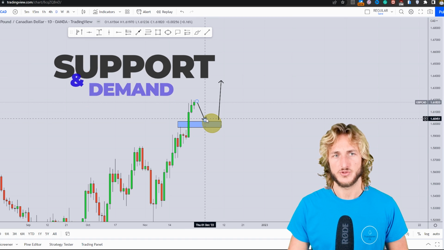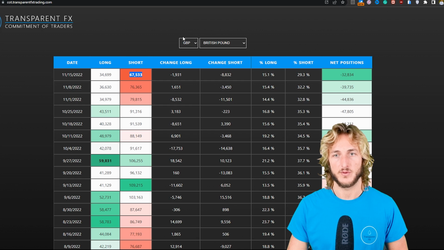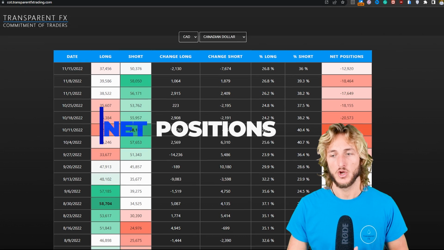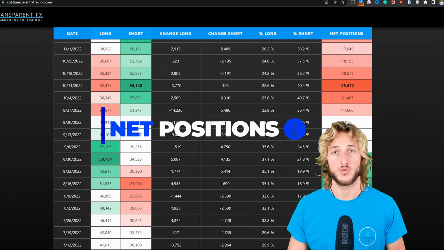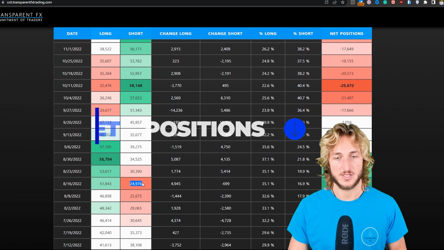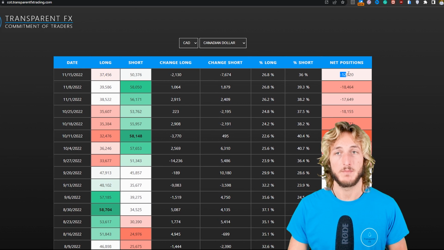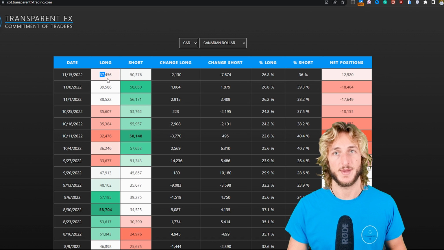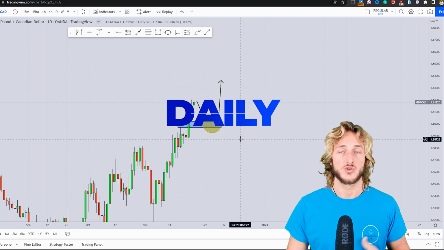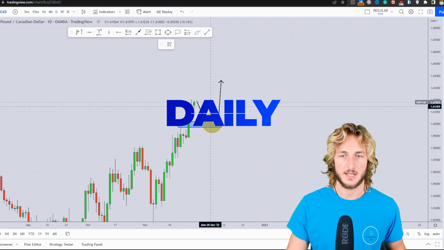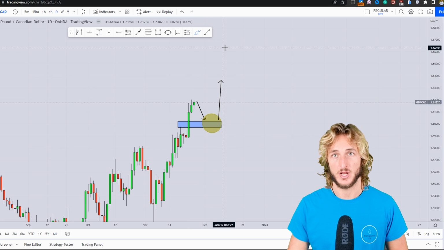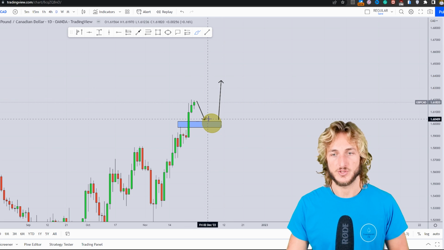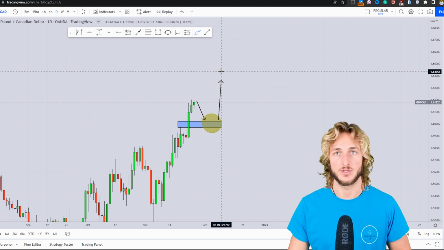So if we will have a retracement to this zone, there is the possibility for a rejection higher, considering that the CAD is also extremely weak, going from a positive net positioning of 26k with way more longs than shorts, all the way down to having minus 12k with way more shorts than longs from an institutional perspective, making it very weak. So a weak CAD and a strong pound is exactly what we need for this potential rejection higher. So if the market will retrace to this area, that is how we could be approaching this potential move.